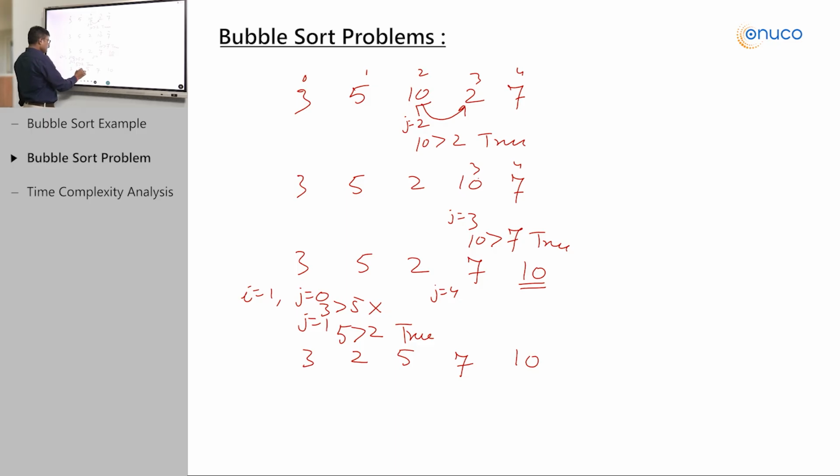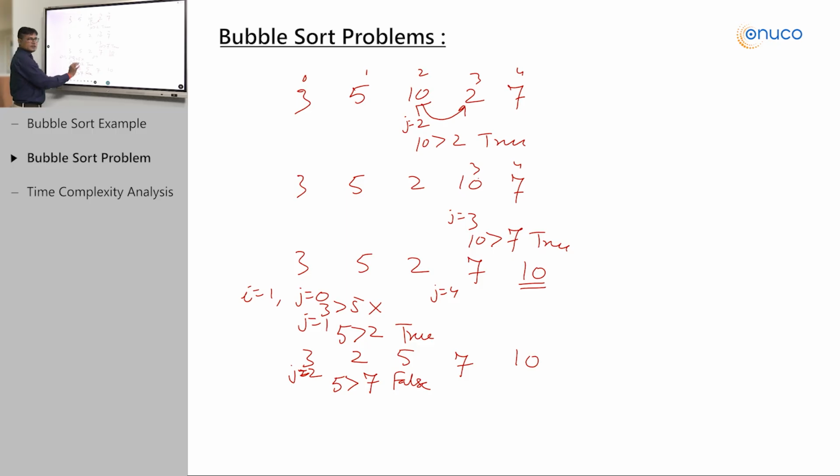Right? Next, what will happen? J increases, J becomes 2. If J becomes 2, then 0, 1, 2. This is the position of 2. Is 5 greater than 7? No, it is false. If it is false, it will remain the same. Right? It remains the same.